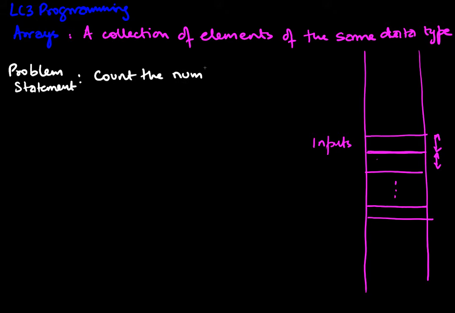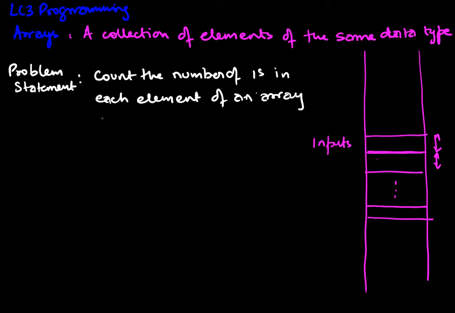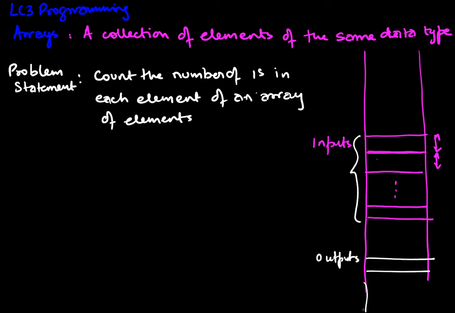the number of ones in each element of a set, or in our case, let's not call it a set, of an array of elements. And what is more, I want this result, which is a count. So in our case, we will have an array of inputs that is given to us as inputs. And we want to produce some outputs. And we will write in these outputs the corresponding counts.